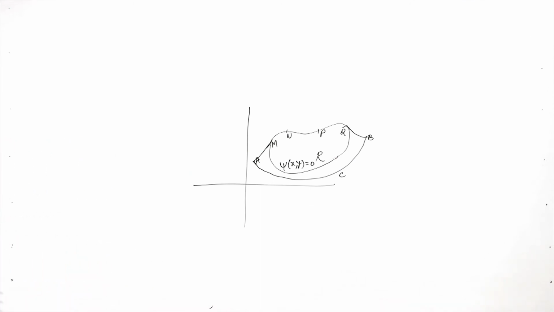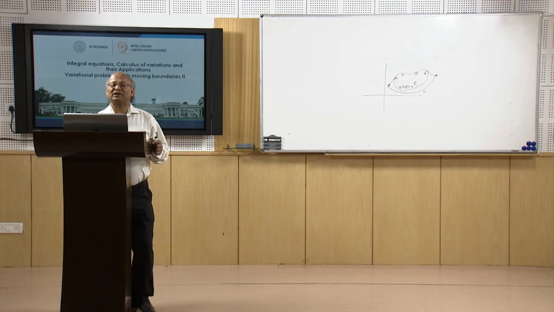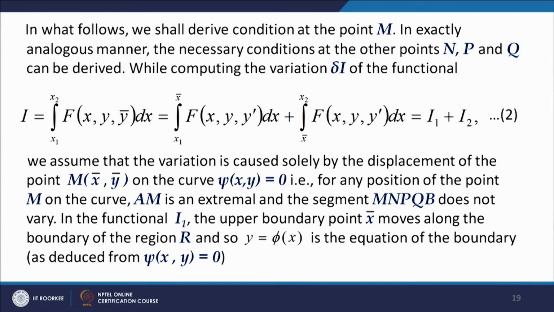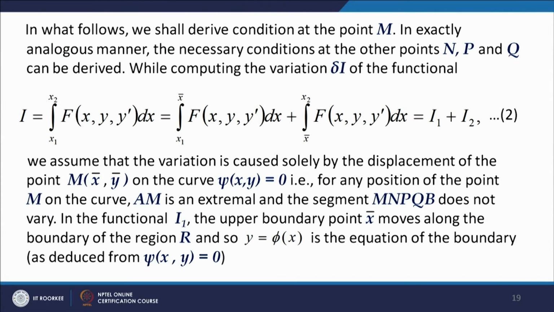since on these parts two-sided variations are possible, in order to construct the required optimizing curve, we must derive conditions at the points of transition M, P and Q. In what follows, we shall derive the condition at the point M. In exactly analogous manner, the necessary conditions at the other points N, P and Q can be derived. While computing the variation delta I of the functional I equal to integral x1 to x2 of f(x, y, y') dx, we assume that the variation is caused solely by the displacement of the point M.